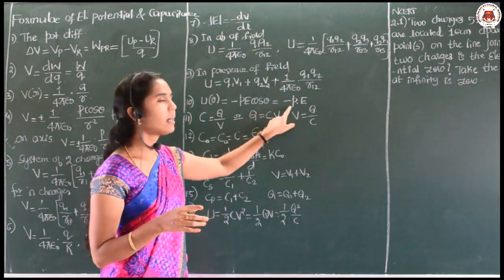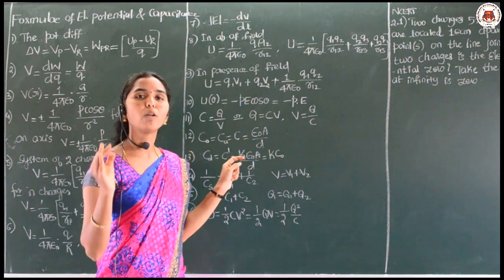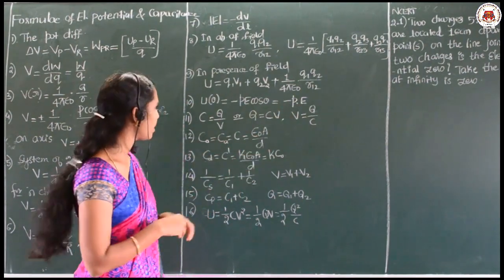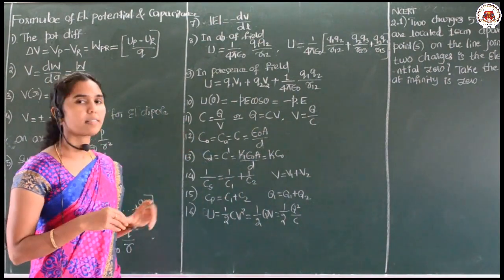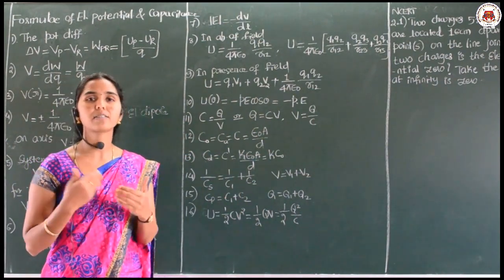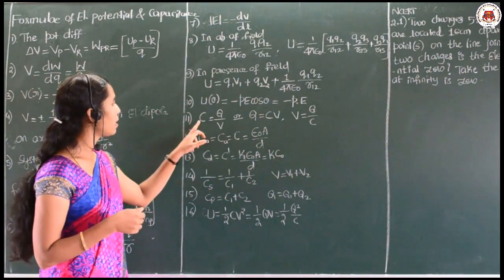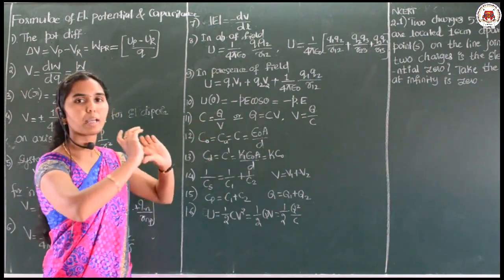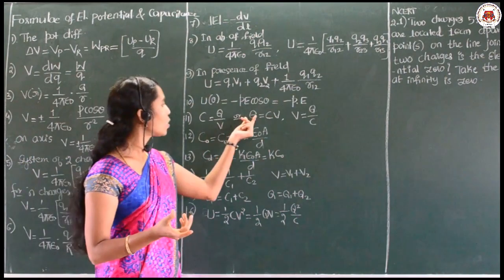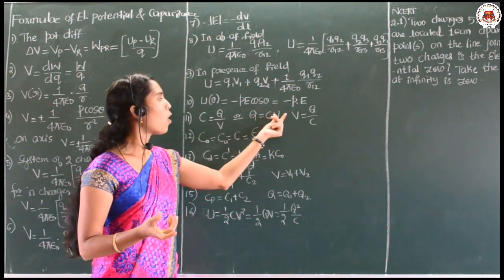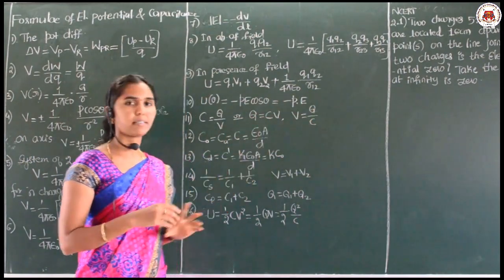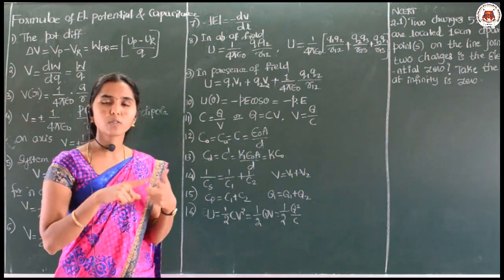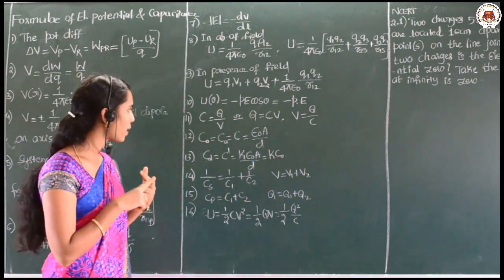What is p here? Electric dipole moment. What is E here? Electric field. Yes. Then moving to the concept of capacitors and capacitance: C = Q/V, or the same formula can be modified as Q = CV or V = Q/C. C is the capacitance, Q is the charge, V is the potential, right.